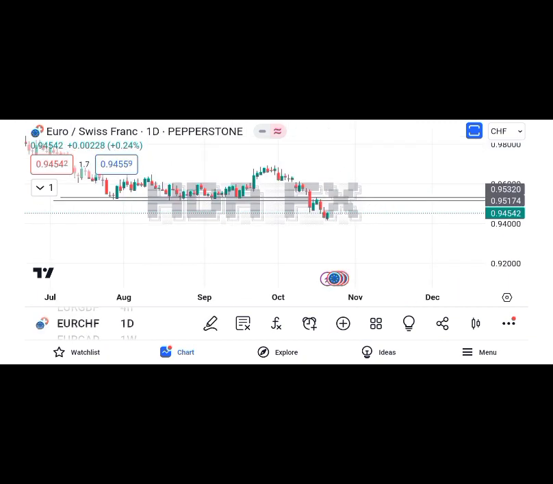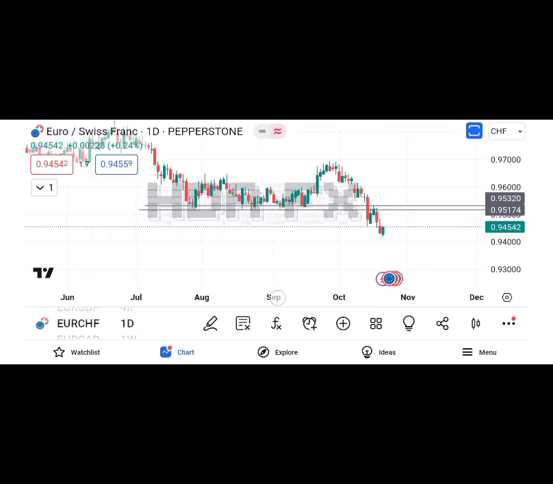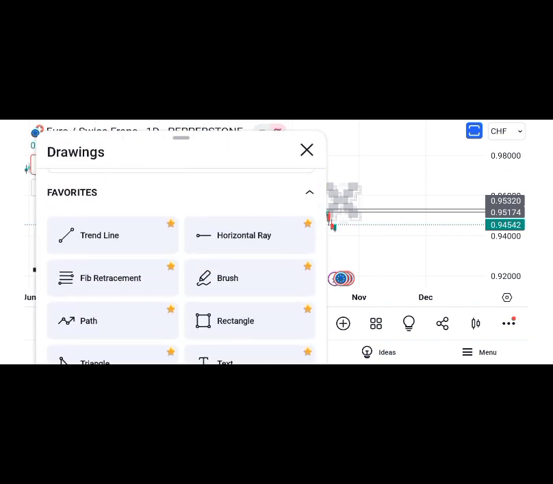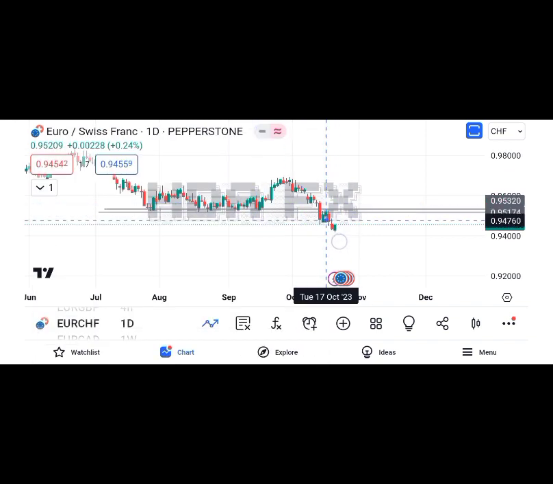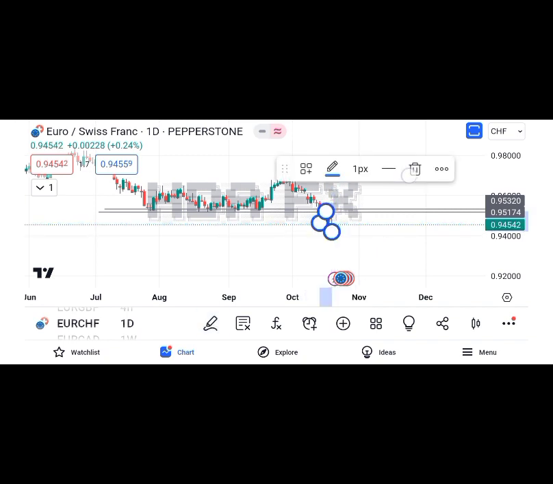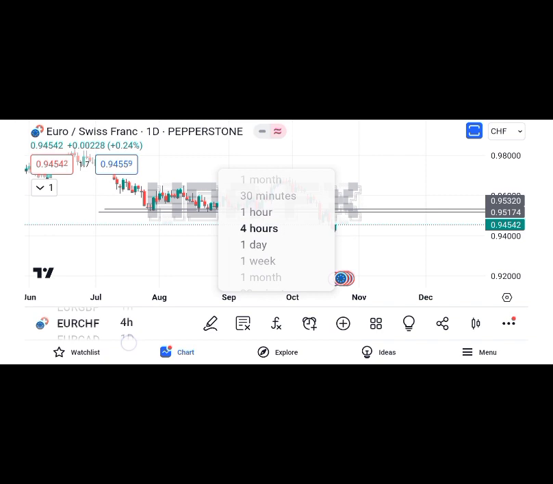The next pair we'll be looking at is Euro CHF. Now we can see that price is bearish on Euro CHF. So we saw price retesting this zone here. Price retested this zone and came down here, and now we can see this bullish movement here. But let's move to the 4-hour time frame and get a clearer picture.